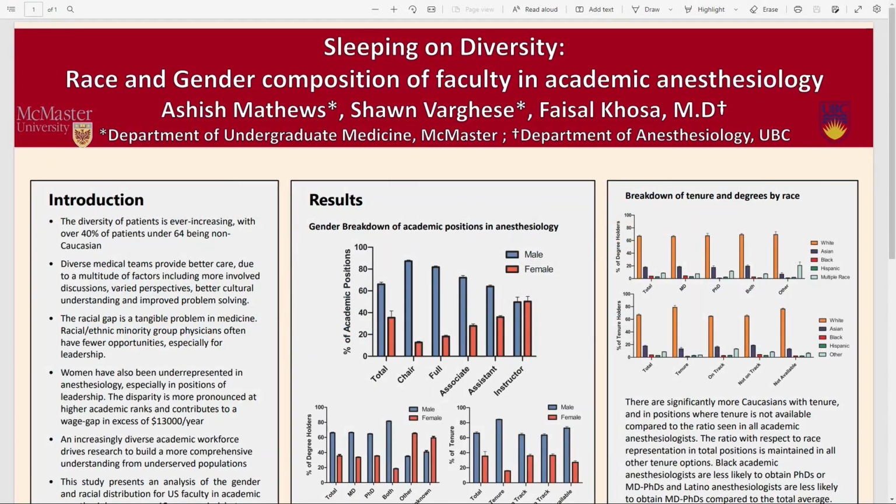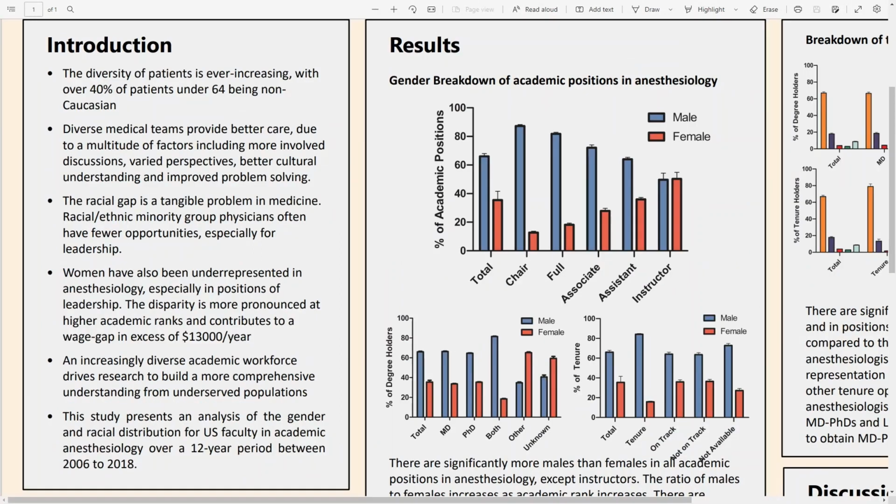Hello and welcome to our presentation, Sleeping on Diversity, an analysis of the race and gender composition of academic anesthesiology faculty in the United States. So just to give you a little bit of a background on the situation, the diversity of patients in the American healthcare system is ever increasing, with over 40% of the patients under the age of 64 being considered non-Caucasian.